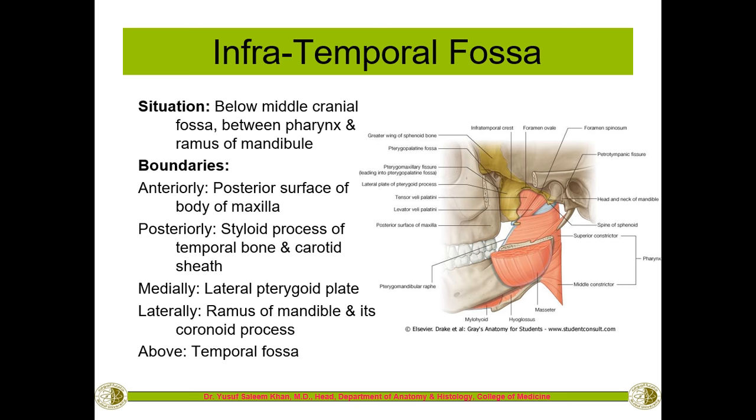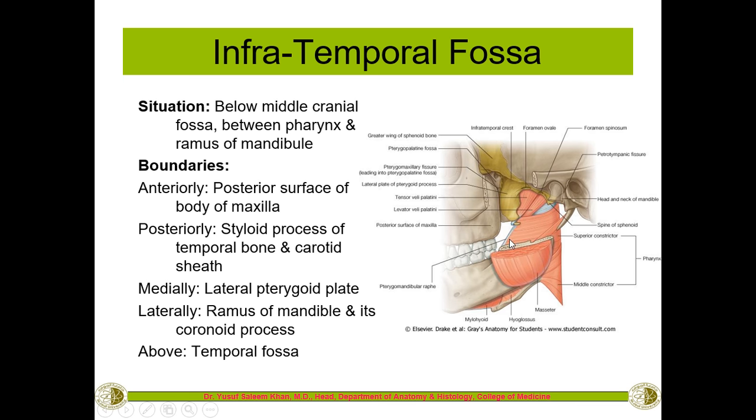Okay. Then coming to the infratemporal fossa, it is the area which is below the temporal fossa. That's what is called the infratemporal fossa. So it is below the middle cranial fossa. There is the anterior, middle as well as posterior cranial fossa. Then you see the cavity of the cranial cavity. So this is just below the middle cranial fossa, and it is between the pharynx and the ramus of the mandible. This is the ramus, this is the body of the mandible.